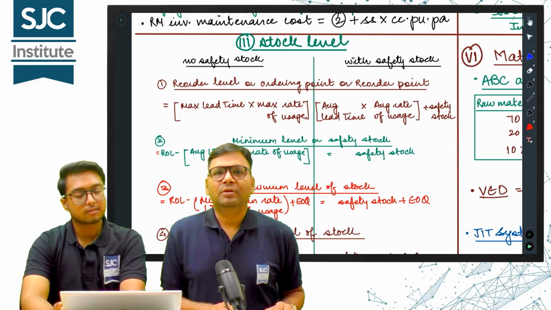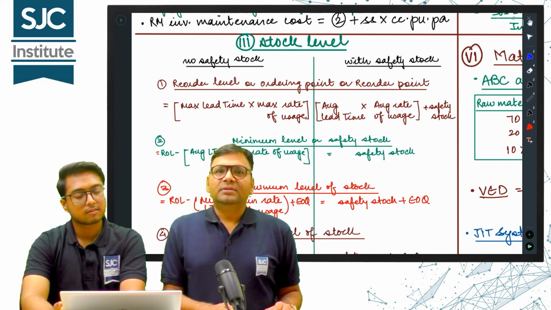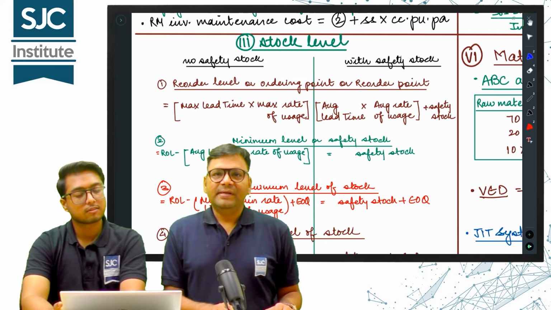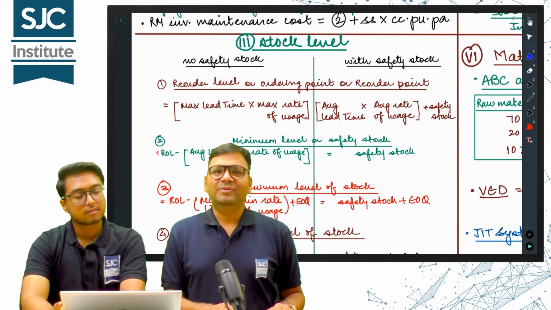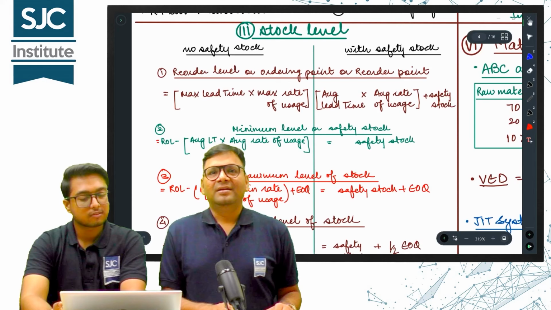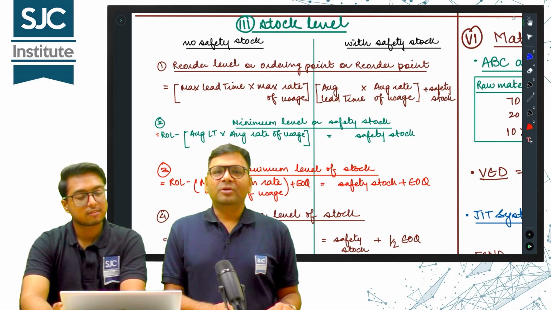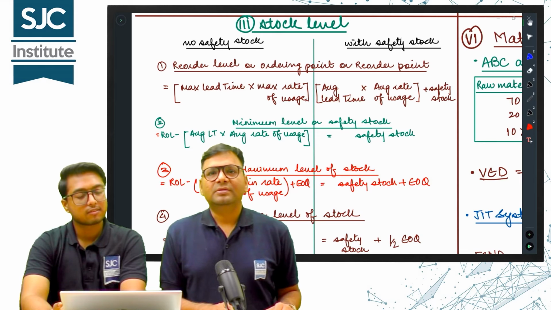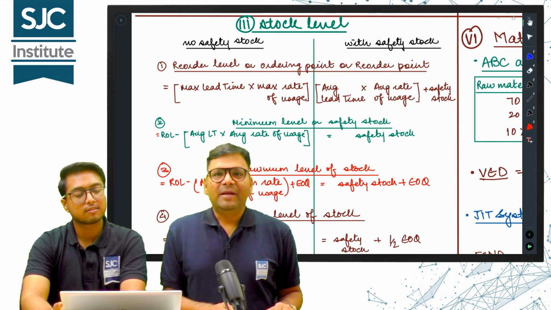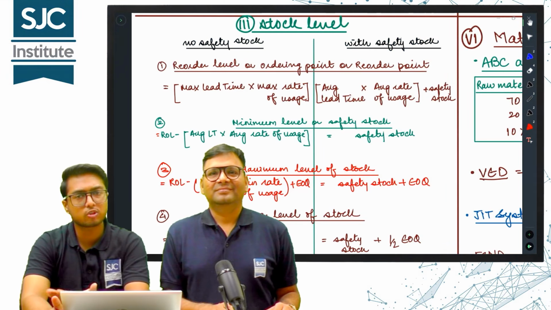The first stock level that we need to compute is reorder level. It is also called as reordering point or ordering point. It is calculated in two situations. Firstly, without safety stock, it is equal to maximum lead time into maximum rate of usage. And with safety stock, it is average lead time into average rate of usage plus safety stock. The second stock level is minimum stock level or the safety stock. To compute this in without safety stock situation, we take reorder level minus average lead time multiplied by average rate of usage. And in case with safety stock, it's only safety stock because safety stock is the minimum level.